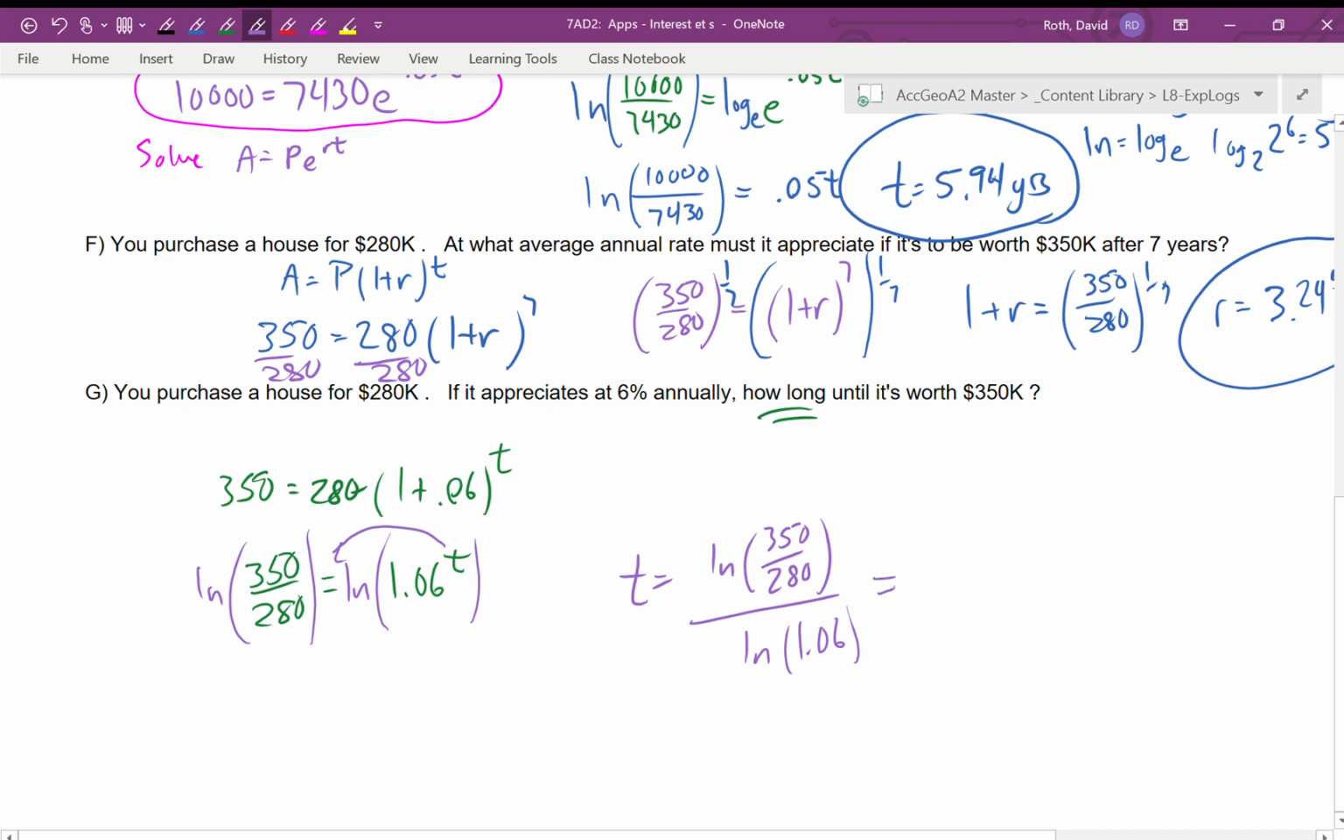And when you work that out, what do you get? 3.829, call it 3.83 years. And we're all done. And hopefully that works out. Good luck in your assignment.